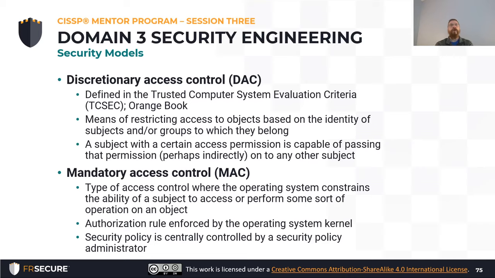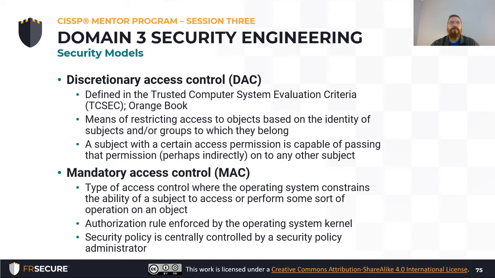All right, you will need to know the different security models. There's no real easy, quick way to remember this. There are some tricks, but not a whole lot. You just need to know the difference. Discretionary access control: know that that's in TCSEC, the Orange Book. We're going to talk about that more in a minute. We restrict access to objects based on the identity of the subjects and the groups they belong to, and then you can pass that permission on to another subject. Mostly in the government you're going to see this. I don't know if I've seen it in the private sector.